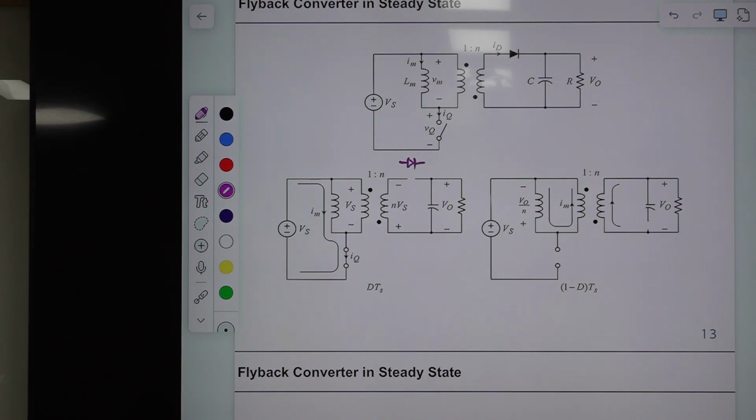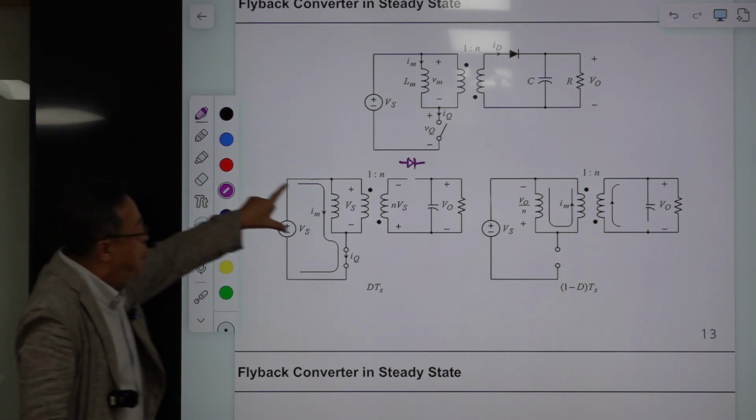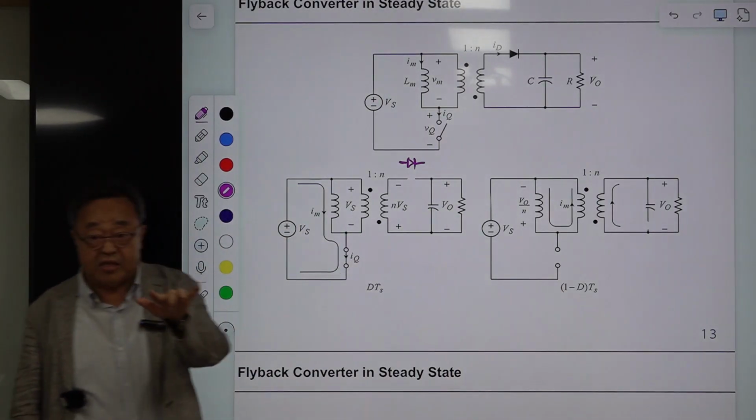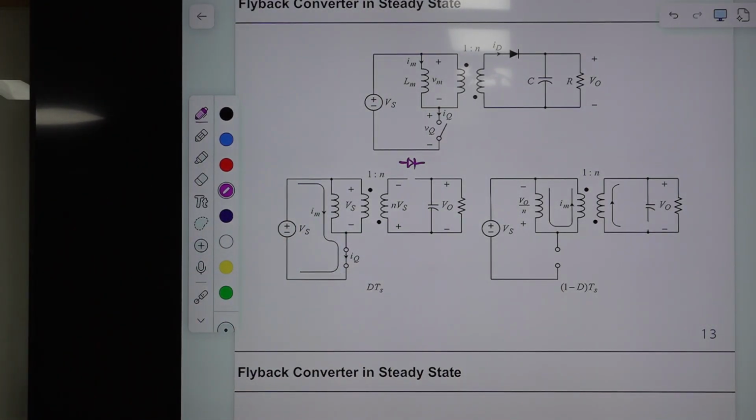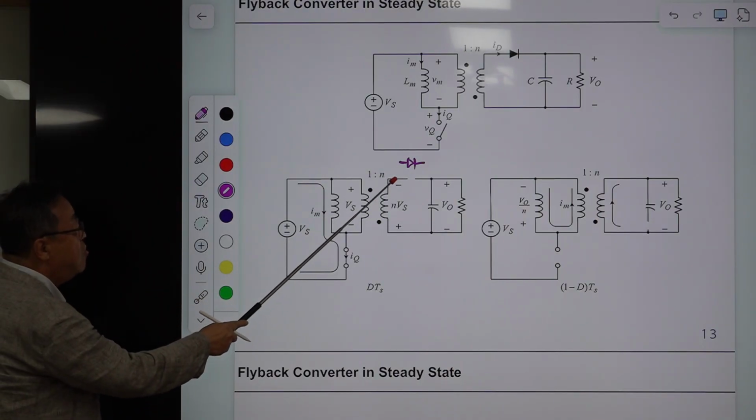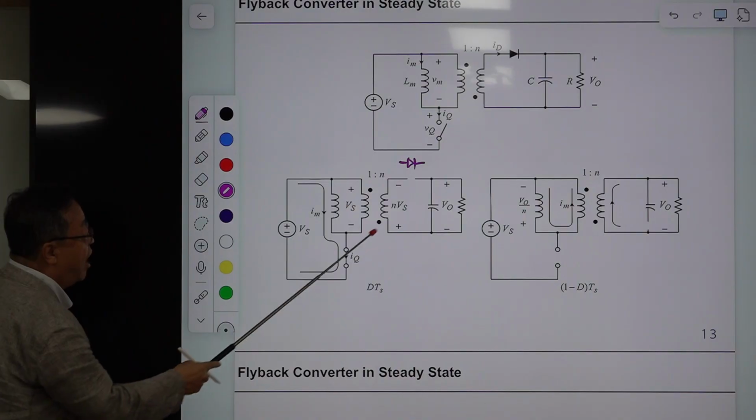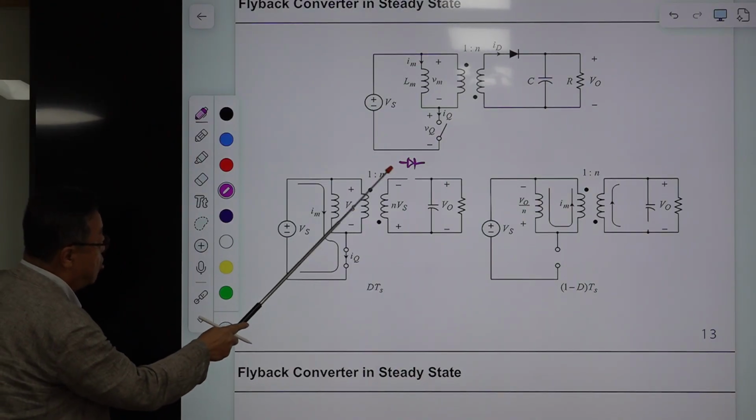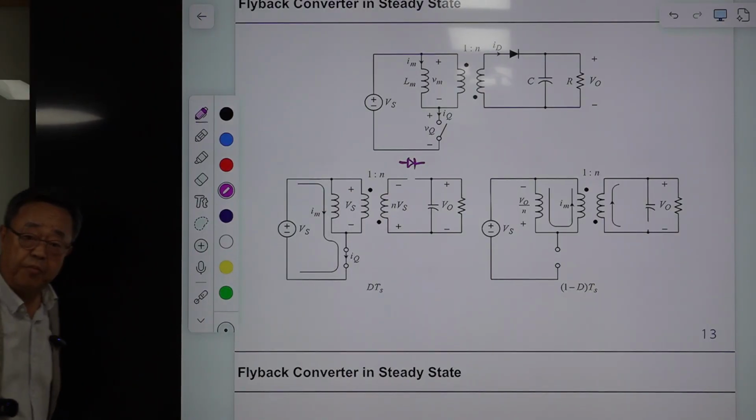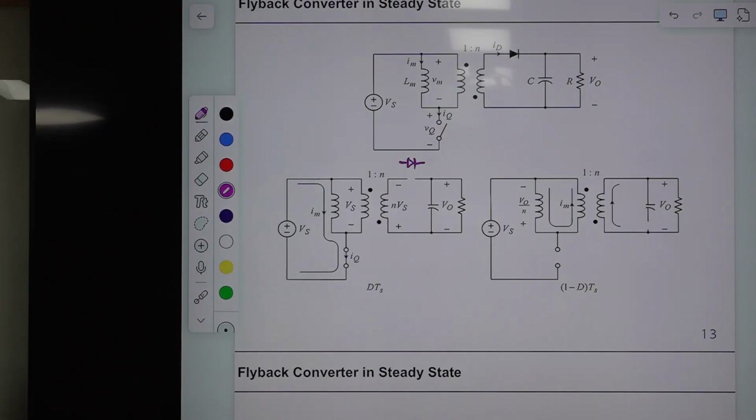This diode is reverse biased. This voltage plus this voltage, reverse biased twice. Severely reverse biased. This is open. Then this current is 0. So this is an ideal transformer. If the current is 0, then this current should be 0 by the definition of an ideal transformer.